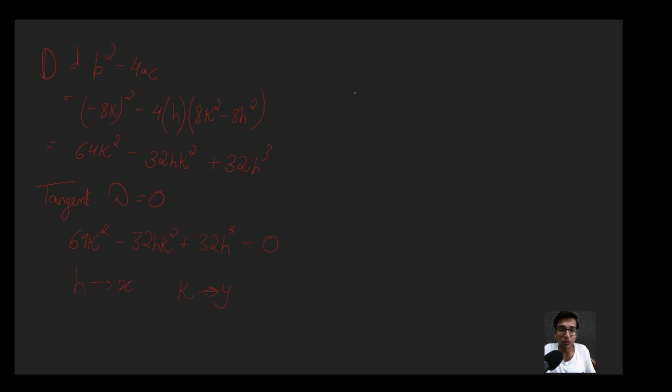So once we replace it, what are we going to get? 32x cube minus 32xy square plus 64k can be written as y square is equal to 0. And from here 32 can be taken common. So we get x cube minus xy square plus 2y square is equal to 0. This is our answer: the locus of the midpoint of the chord of a certain hyperbola which is tangent to a parabola.